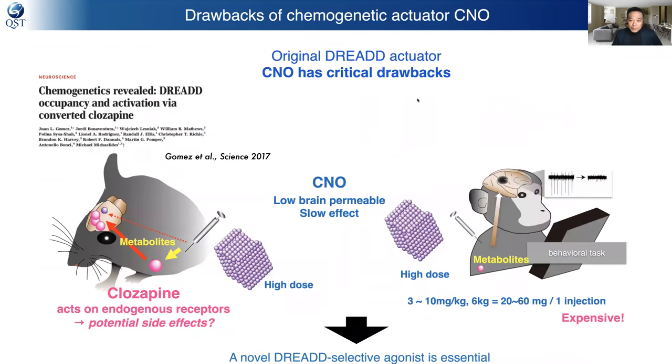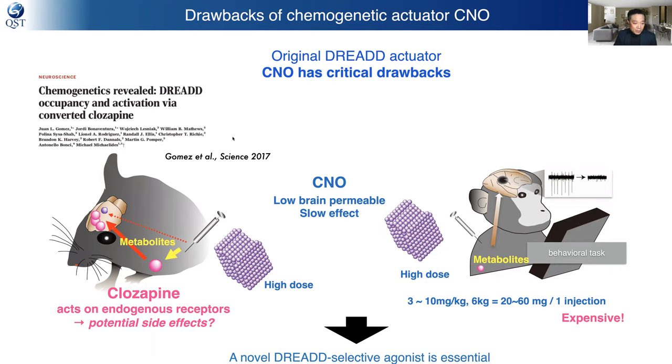But in this period, we used CNO, the original DREADD actuator, for activating the DREADD receptor. But CNO has critical drawbacks. First of all, CNO has low brain permeability, so the chemogenetic action was very slow. We have to wait about an hour after CNO injection to start the behavioral experiment.